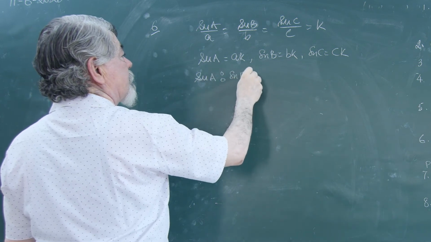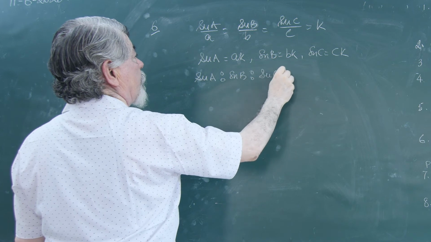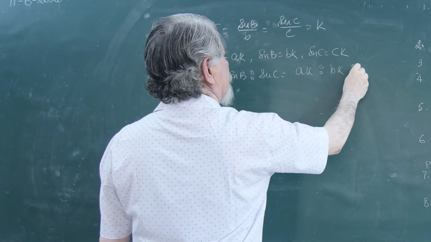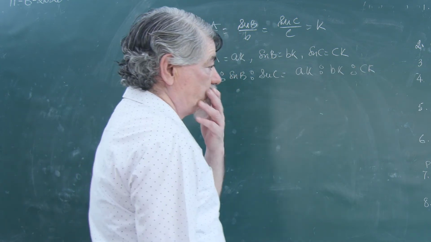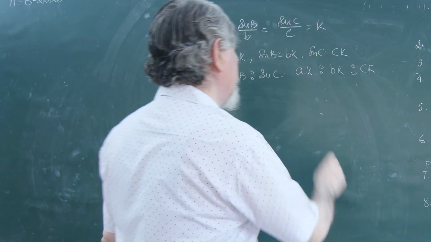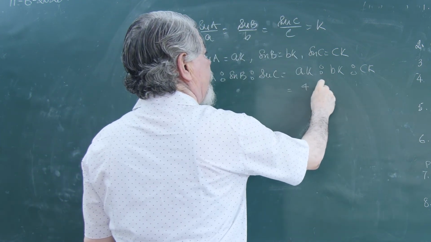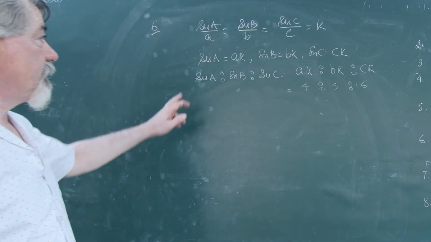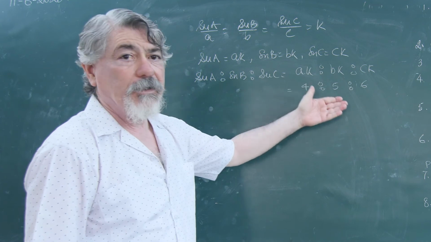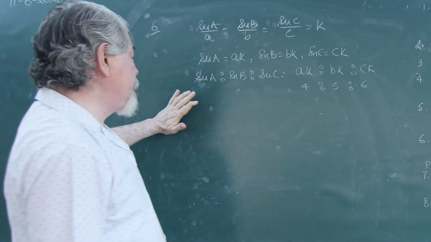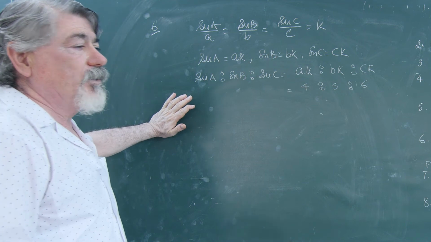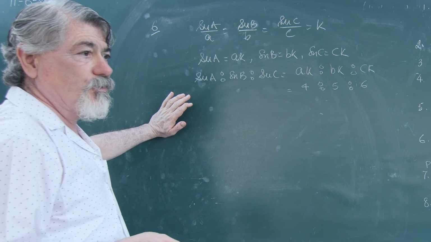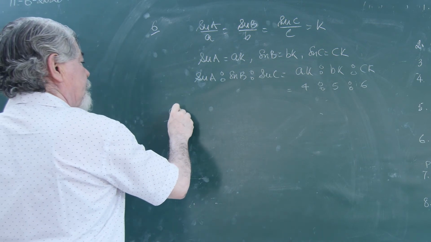The ratio sin A is to sin B. He says sines are in the ratio of, it will be AK, BK, CK, and they are in the ratio of what? 4:5:6. So sin A, sin B, sin C are in the ratio of this. Now what we need to do is calculate the cosines. We have to find out that the ratio of cosines is 12:9:2. So let us find out cos A.